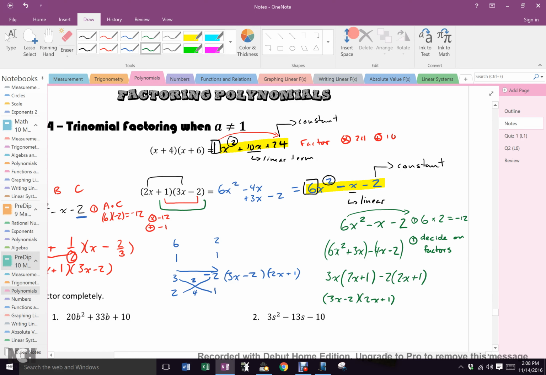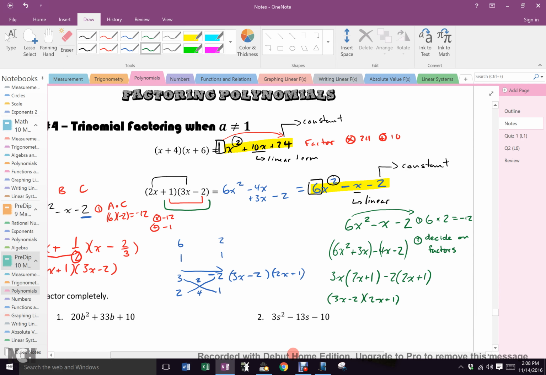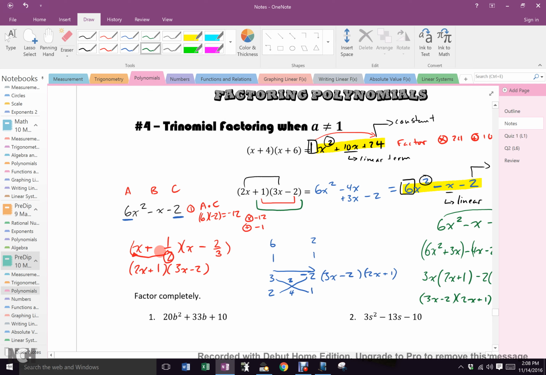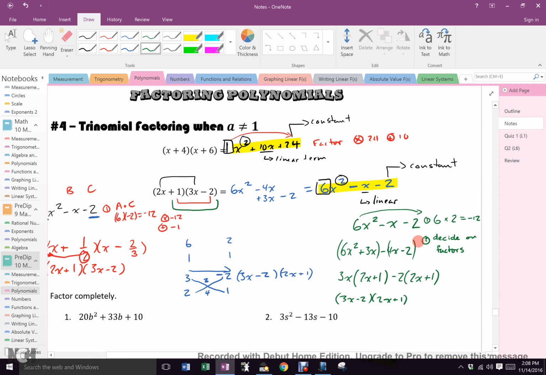Is everybody cool? I don't care what way you use. This is what I grew up with when I was your age. This is what the kid from Hong Kong taught me. This is what some math teacher in Australia taught me. Where did I find that? The internet. Because I got tired of teaching kids this and having them say, I don't get it.